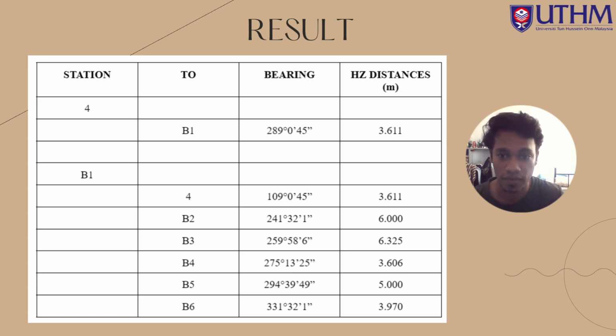And next, from station B1 to B5, our bearing came out as 295 degrees, 39 minutes, and 49 seconds, resulting in our horizontal distance as 5 meters. And finally, B1 to B6, we have obtained our bearing 331 degrees, 32 minutes, and 1 second, resulting in the horizontal distance as 3.970 meters.